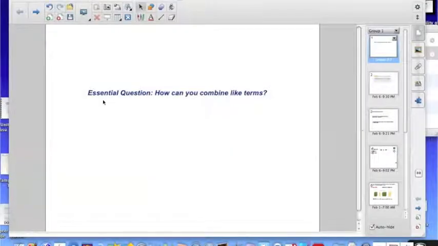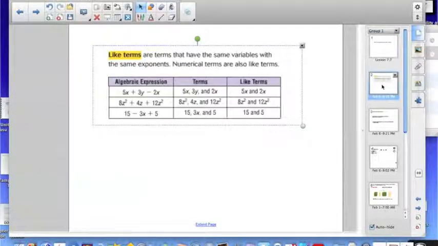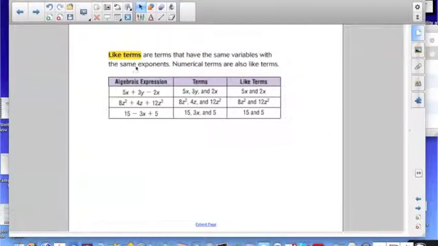Okay, today we're going to talk about combining like terms. Like terms are terms that have the same variable with the same exponent, and numerical terms are like terms. So if you look at this first example here, we have 5x plus 3y minus 2x.